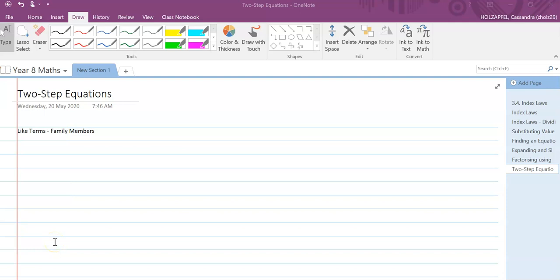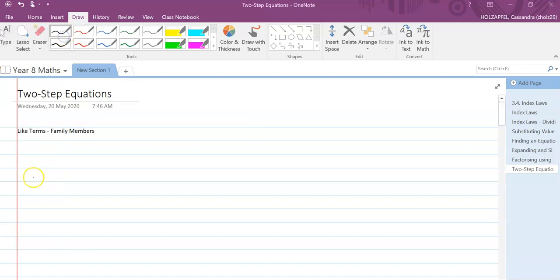So we're going to have a look at some two-step equations today, but before we jump in and do these two-step equations, first thing we want to do is define what a like term actually is, because to do these two-step equations, we need to collect like terms. So what is a like term?